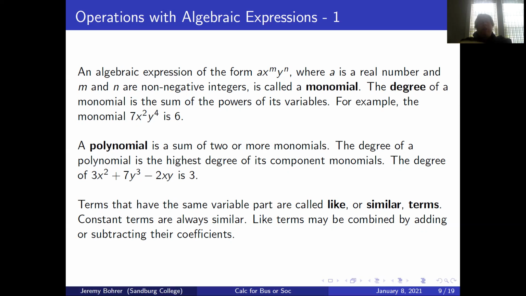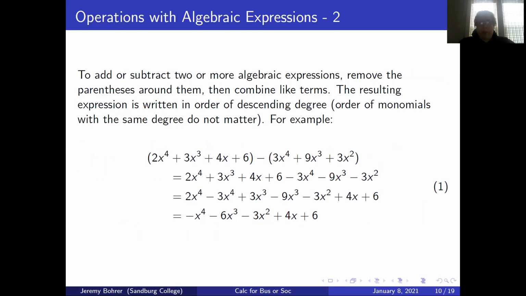A polynomial is a sum of 2 or more monomials. The degree of a polynomial is the highest degree of its component monomials. The degree of 3x squared plus 7y cubed minus 2xy is 3. Terms that have the same variable part are called like or similar terms. Constant terms are always similar. Like terms may be combined by adding or subtracting their coefficients.